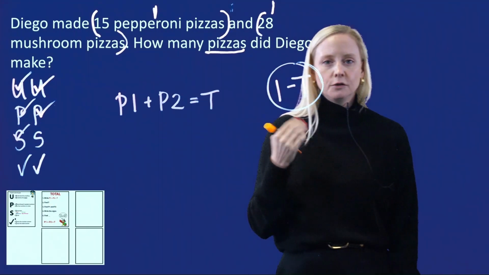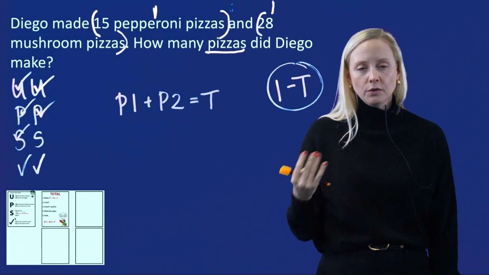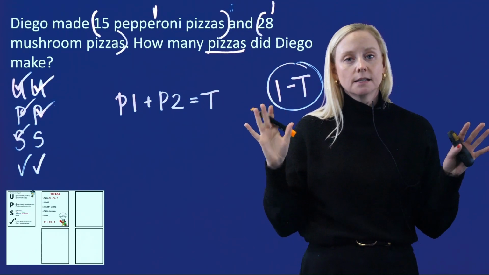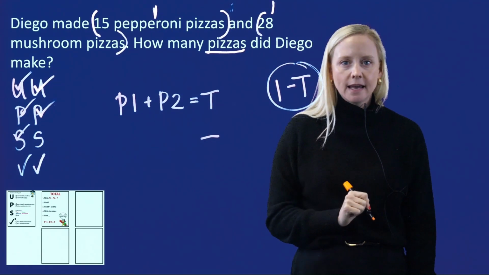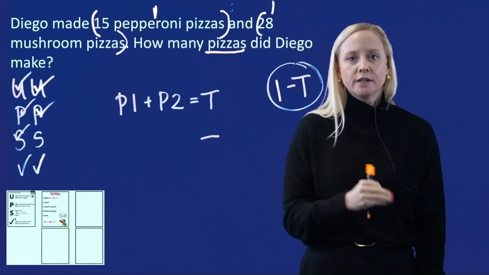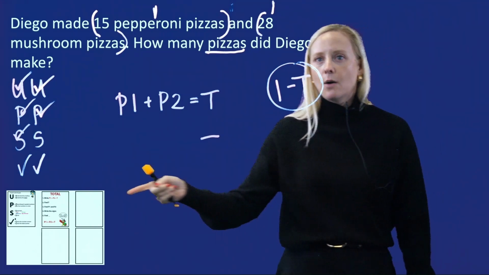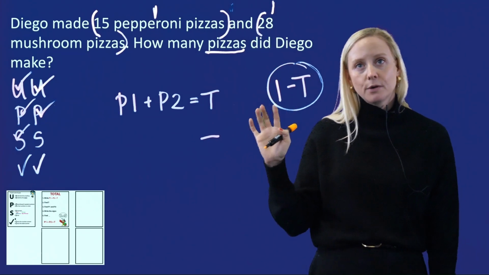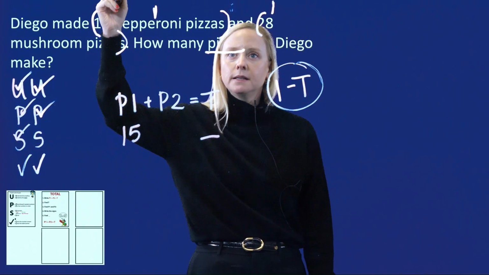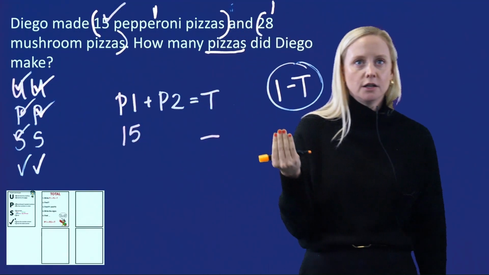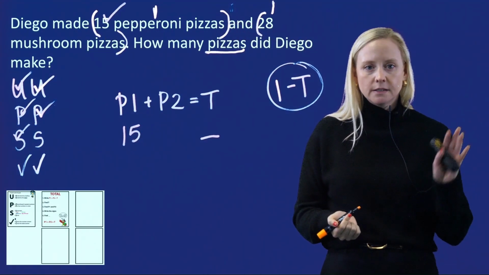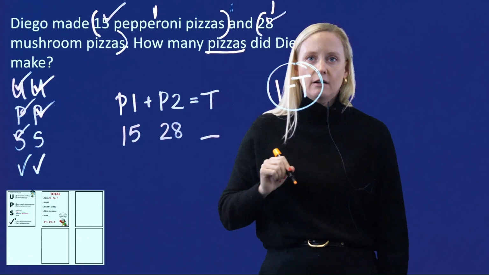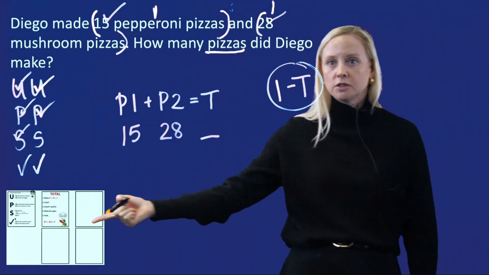Then I can move to step 2, find T. Sometimes we know our total, sometimes our total is missing. Here we know our parts, pepperoni pizzas and mushroom pizzas, but we don't know our total. So I'm going to put a blank underneath that T to identify our total is the missing information. Now I'm going to move to step 3, which is find P1 and P2. We said part 1 was pepperoni pizzas. I have 15 pepperoni pizzas. I'm going to check off that number so I know I've already used it. My other part is mushroom pizzas. I know I have 28 mushroom pizzas, so I'm going to put that under part 2 and check that off. Now I'm going to write my signs, which is step 4.